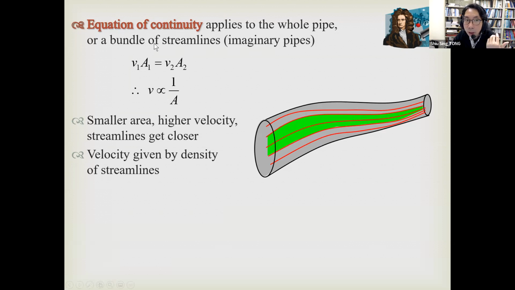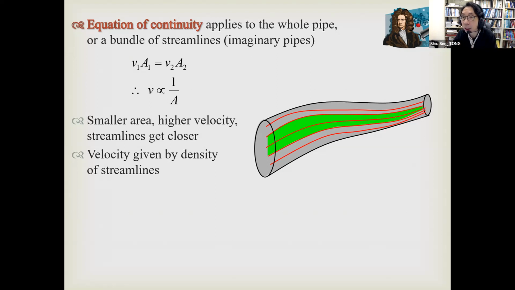So a bundle of streamlines just encloses a certain volume of liquid inside. If you consider one side of the flow and the other side of the flow, you will find that this quantity is going to be conserved. So V1A1 on this side is equal to V2A2 on the other side. And that means if this is a constant equal to dV/dt, then the velocity of flow will be inversely proportional to the area. So if the pipe is narrow, then the liquid will flow faster. And if the pipe is wide, then the liquid will flow slower, in order for the total volume of liquid to be conserved inside.